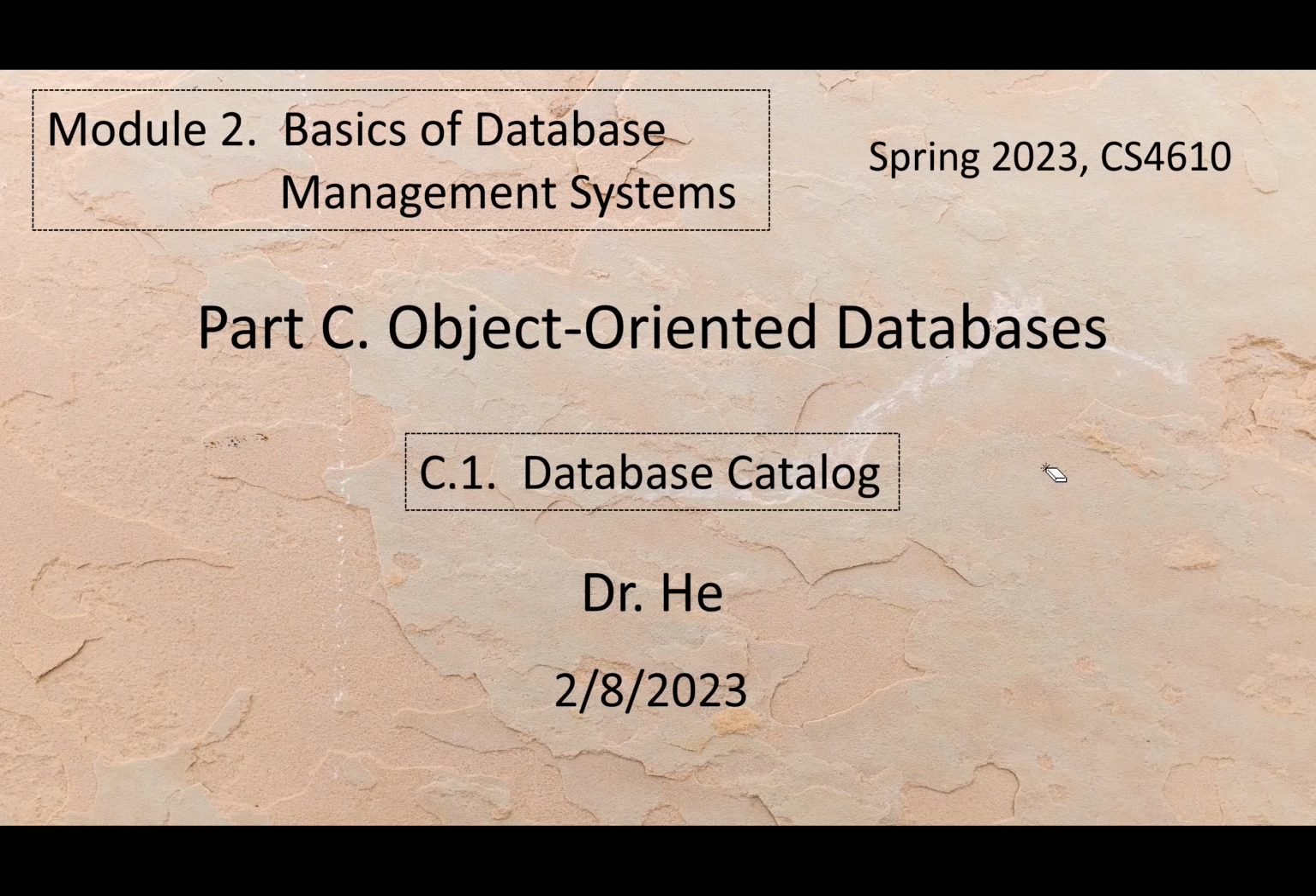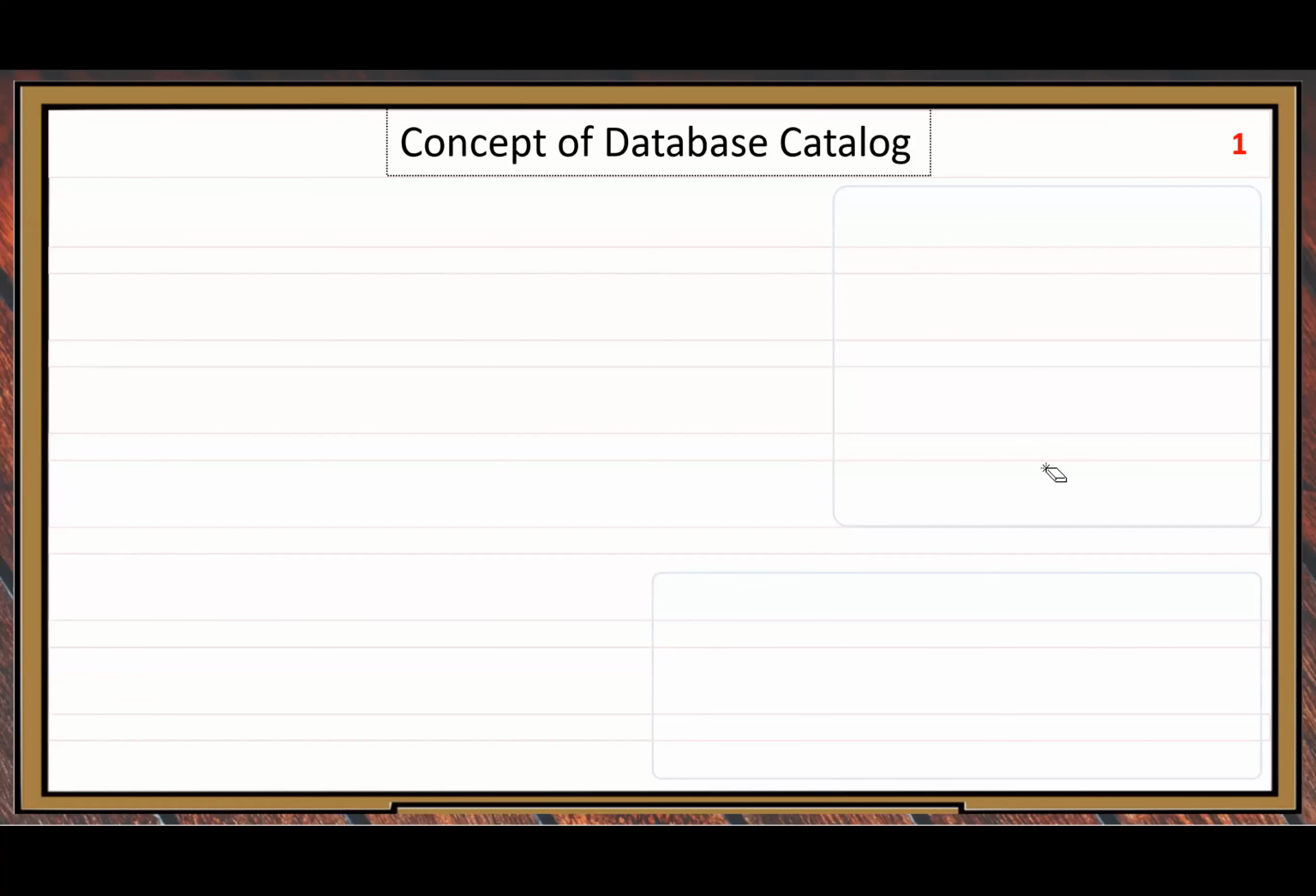C.1, database catalog. Last time I mentioned a little bit about the database catalog. Remember, we stored our metadata. Remember the metadata concept. Here, the second time we visit this concept, I like to give you a little more information. So what is a database catalog? First, it contains the metadata of the database.